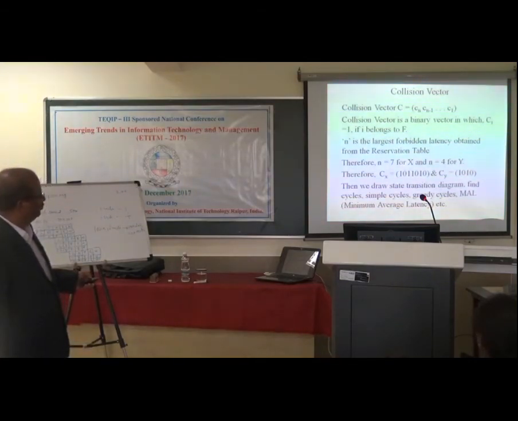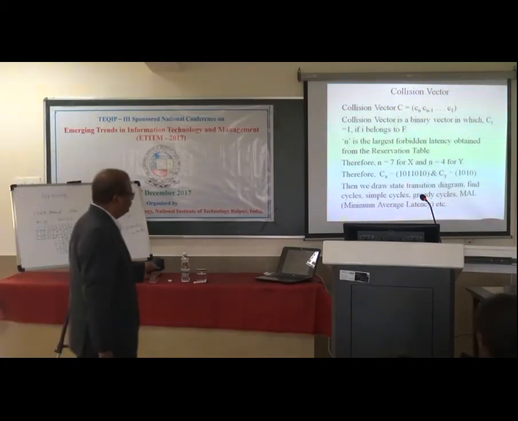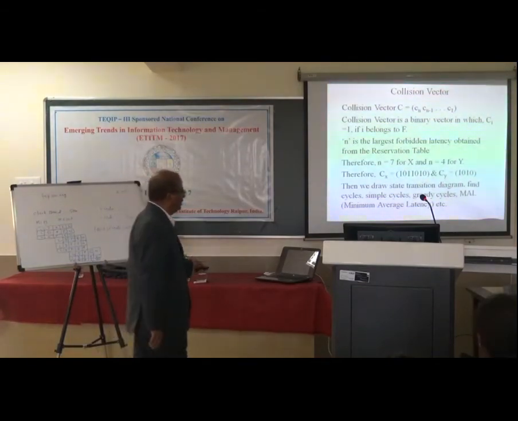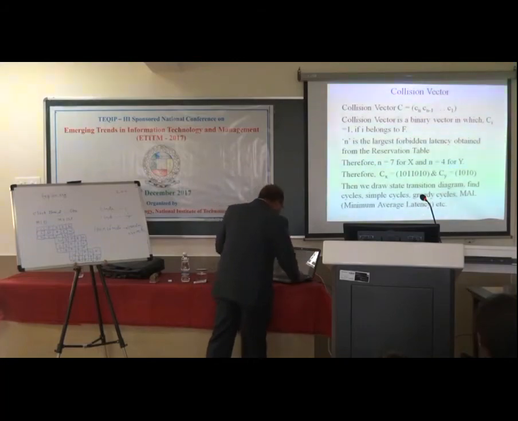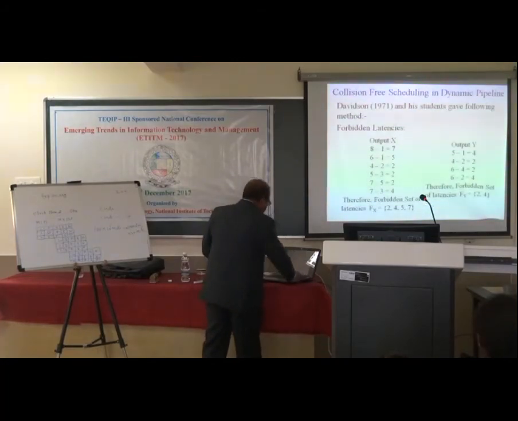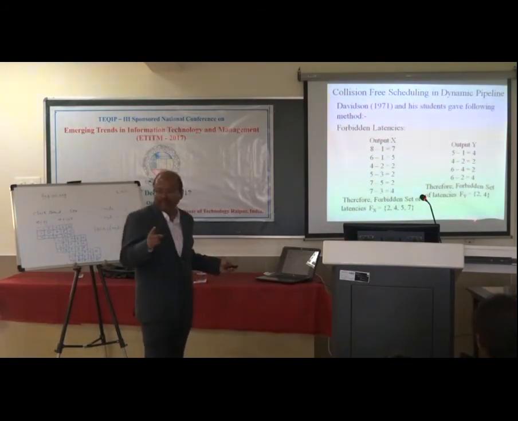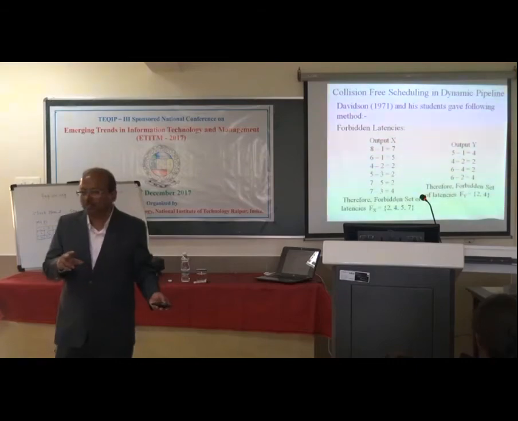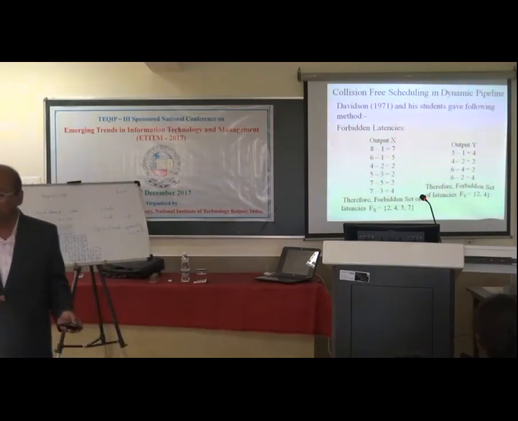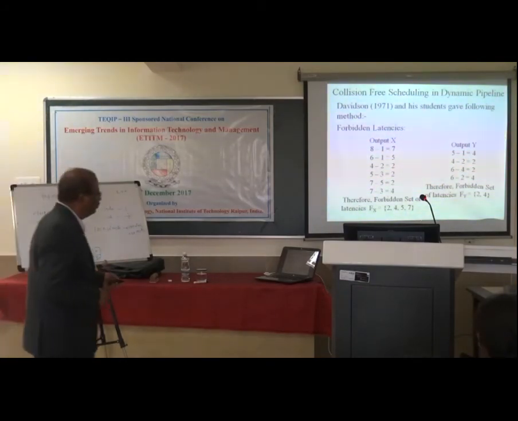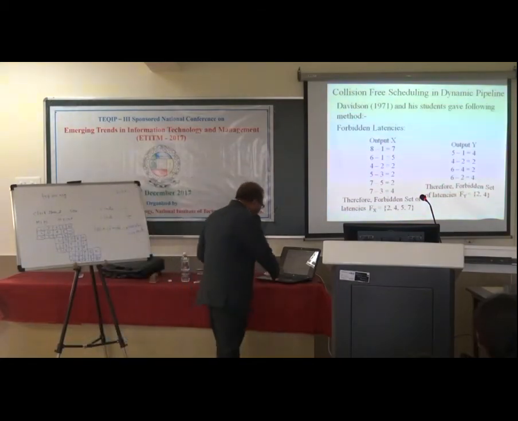Therefore, n is equal to 7 for x and n is equal to 4 for y. For function x the collision vector is this, and for function y the collision vector is 1, 0, 1, 0. How? See, 2, 4, 5, 7 is the forbidden set of latencies, and from this forbidden set of latencies we find the collision vector by that formula which I have given. You remember this 2, 4, 5, 7, and we will find out the collision vector.